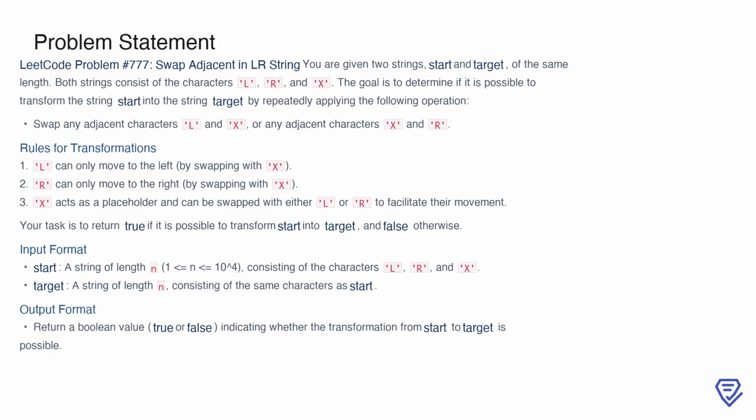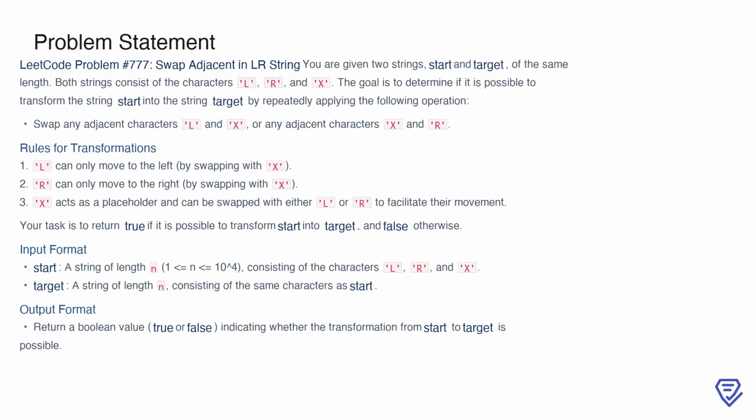In this problem, you are tasked with determining if it is possible to transform one string, called start, into another string, called target, by following specific transformation rules. Both strings are of the same length and consist of the characters L, R, and X. The transformation involves swapping adjacent characters, but with restrictions. Specifically, L can only move left by swapping with X, while R can only move right by swapping with X.